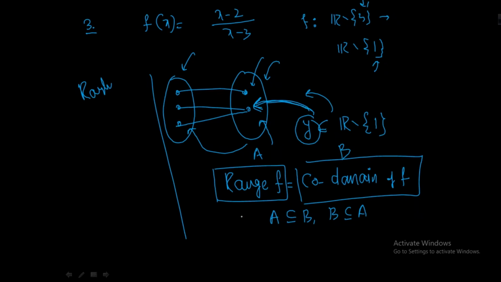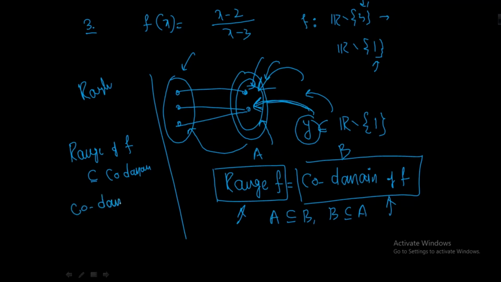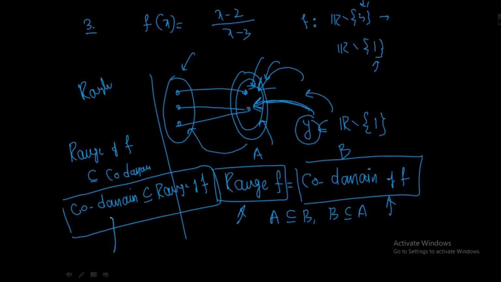Acha, so here we have to show range of f is equal to the codomain of f. Now range of f is already a subset of codomain. Why? Because range is the collection of all images which is included in the codomain. We just have to show the codomain is also a subset of the range of f. Now how to prove that codomain is a subset of range? We just need to pick one element from the codomain, and we have to show this y belongs to the range of f.